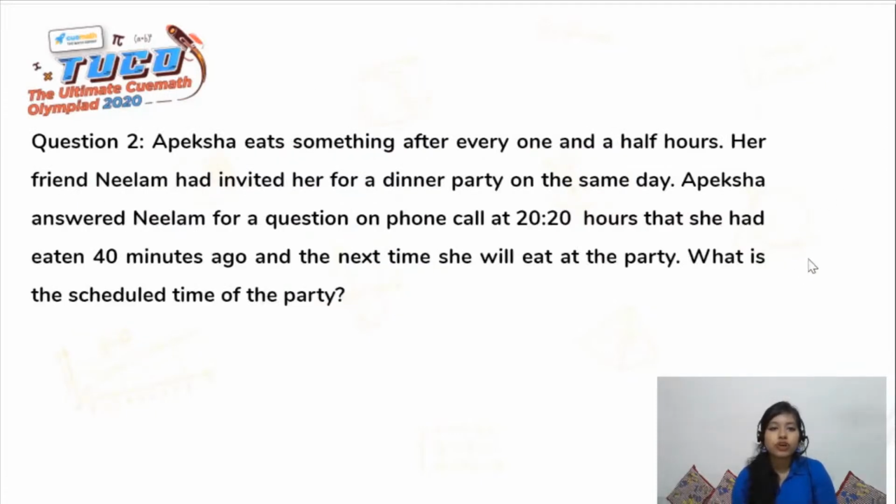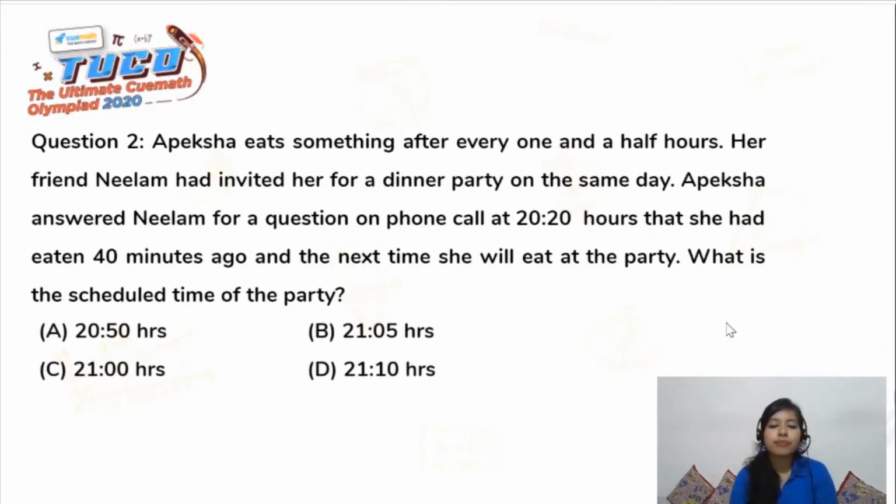So our next question on time sequence is this. Apeksha eats something after every 1.5 hours. Please mark the important details. She eats after every 1.5 hours. Her friend Neelam had invited her for a dinner party on the same day. This is just extra information. Apeksha answered Neelam for a question on phone call at 20:20. Okay, so this is important data.